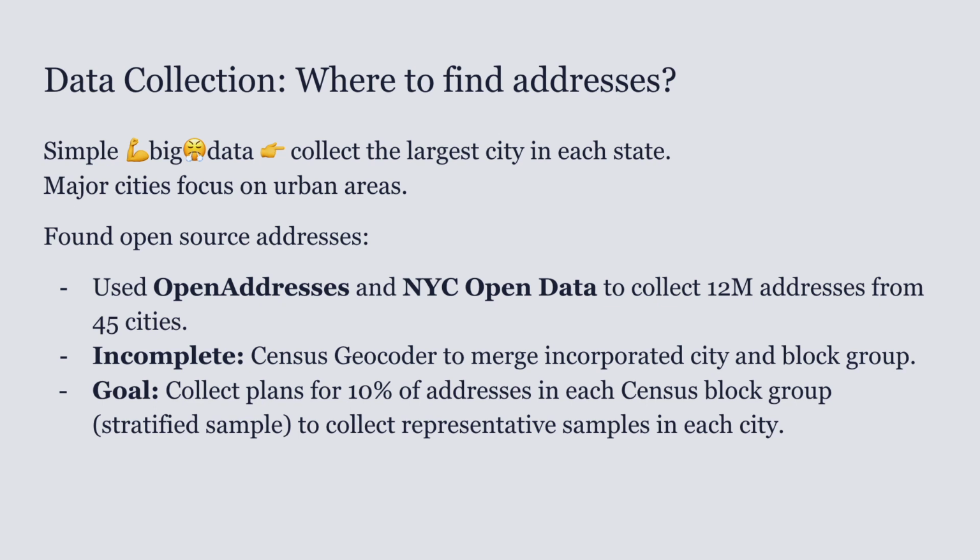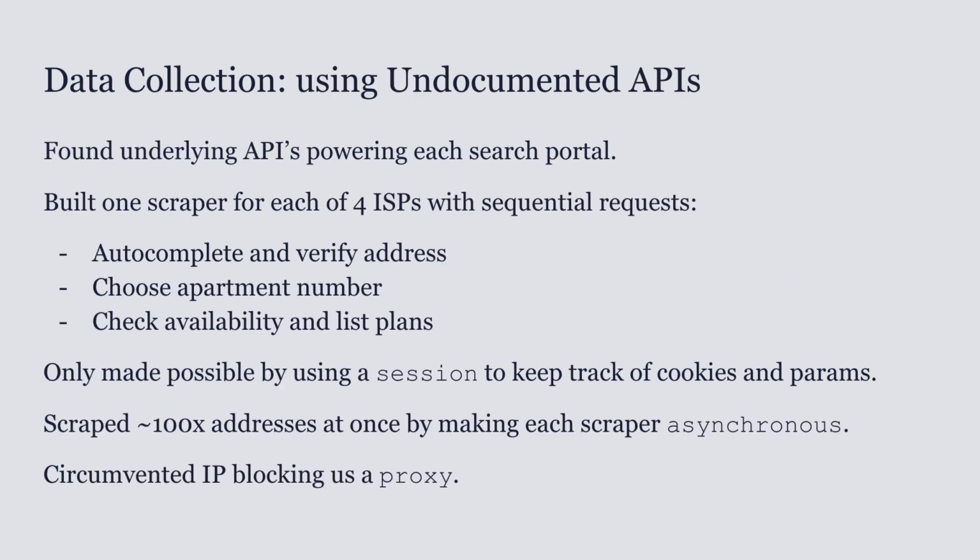But that data was largely incomplete, as you can imagine, with open sources. They're kind of dirty. They're missing things like just the city, right? And so we were able to fix that by sending each of these addresses through the census geocoder, which includes things like the incorporated city and the census block group, which is absolutely essential for us to add socioeconomic questions. And that helped us get to our goal of collecting a representative sample of each of these cities. So we got about a 10% sample of addresses for each census block group in each of these 45 cities.